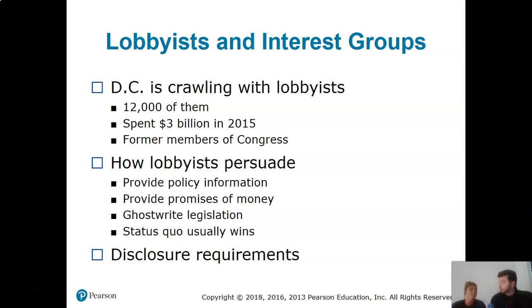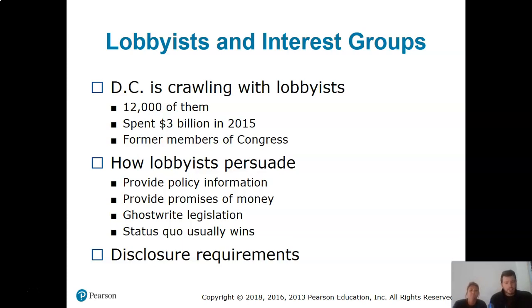And a lot of them are former members of Congress. After you're done in Congress, you know how it works. You can now go to work for an interest group and continue to make probably a pretty good living, really just using that same system.